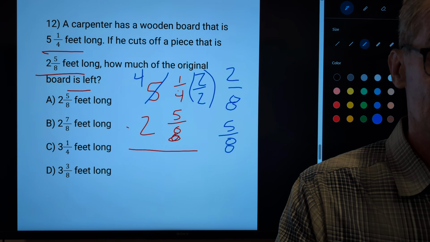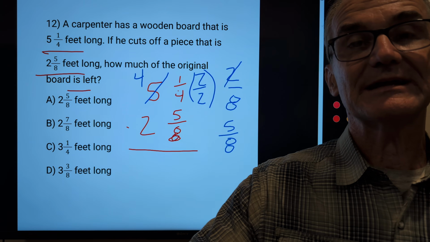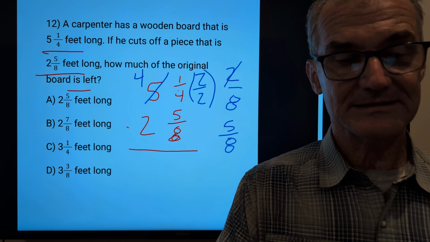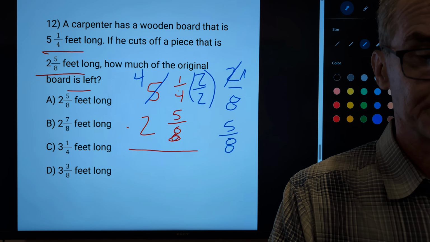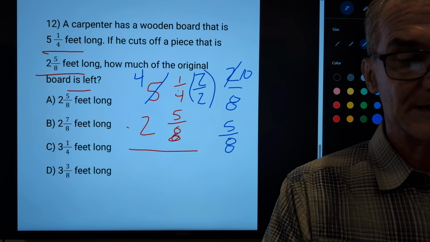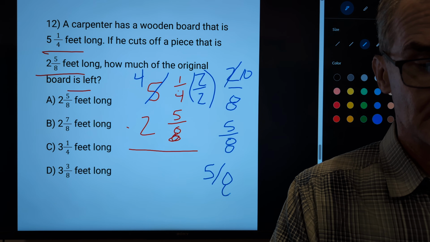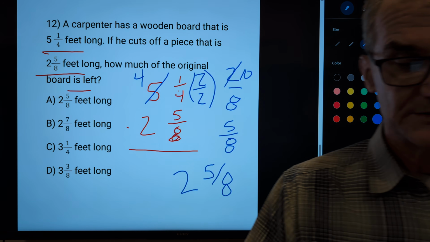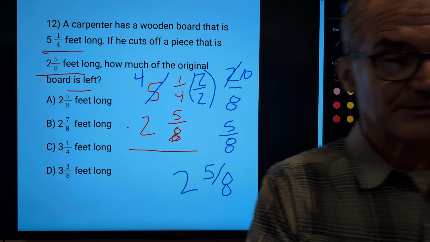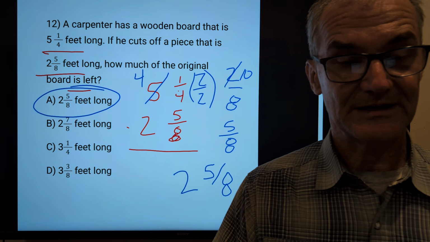So I'm going to turn this 2/8. I am going to add that 1 unit to it, 8/8, to get 10/8. Now I have 10/8 minus 5/8, giving me 5/8. 4 minus 2, 2 5/8. Correct answer is answer A right there.